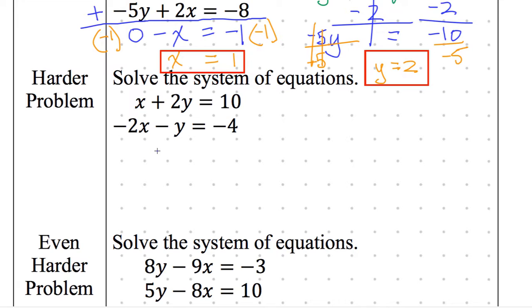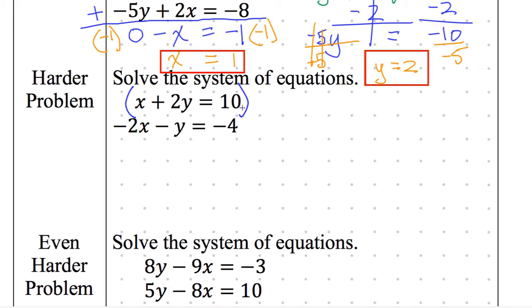We have a problem. No matter what I do, if I add or subtract, I will not be able to eliminate a variable. If I add these, I'm going to get negative x. If I add these, I'm going to get just y. If I subtract them, there's no way to eliminate a variable. Here's the trick. You already see the trick, Sergio? Multiply. Which one do you want to multiply? Top. By? 2. Yep, okay, so here's your trick.